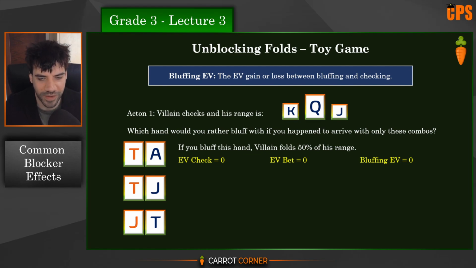If we bet, we'll get 50% fold equity, villain folding half the queen and the jack, and therefore we'll break even, getting back the same amount we put in on average. Our bluffing EV is 0. We don't have to bluff here, but we should bluff often here in order to make our opponent indifferent to calling when we have a value hand.